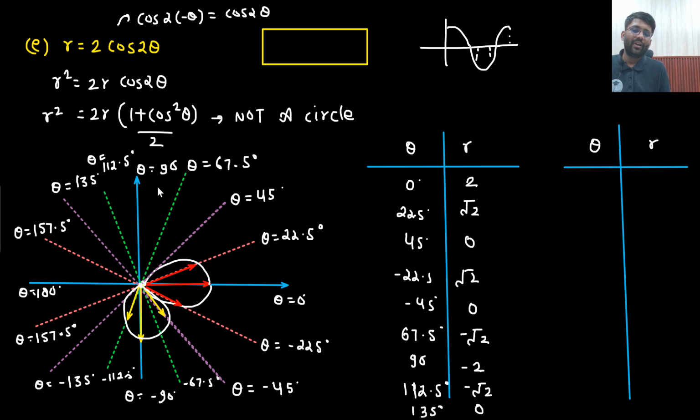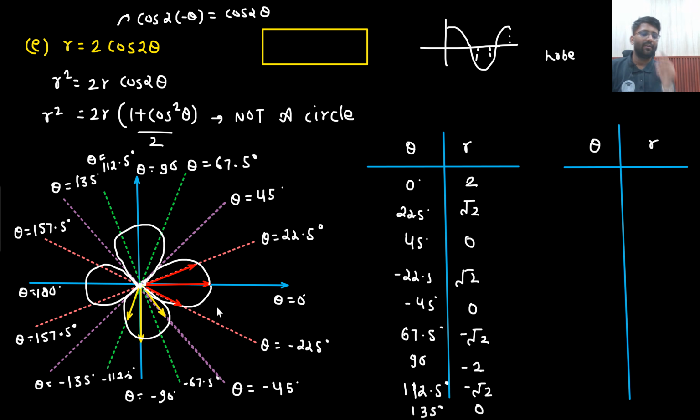So this lobe you have made for these many angles. Between every 45 degrees, you are getting lobes. Lobe, L-O-B-E, lobe. So you are getting a loop. You can call it a loop as well. Another loop you will get here and another loop here. In that manner, you will get 4 loops, between every 45 degrees.